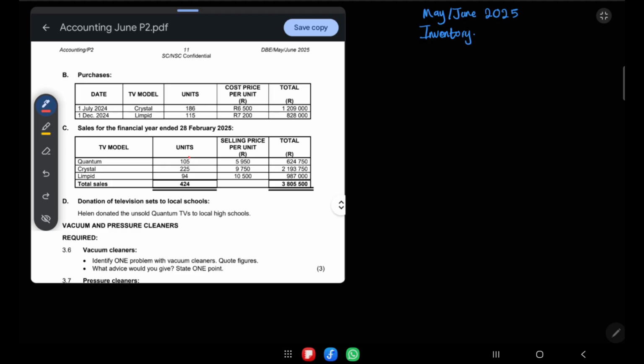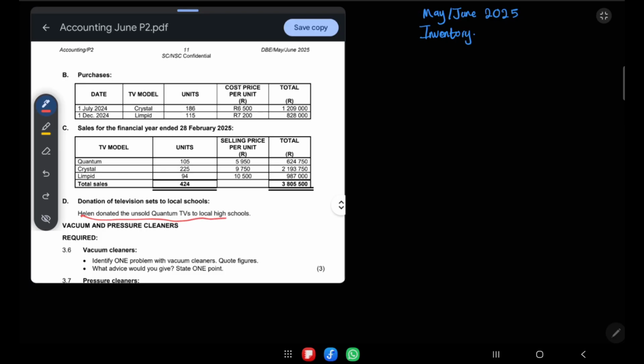Okay, now let's add all our units. We have 105 plus 225 plus 94, which gives us 424. Okay, this makes sense. Let's move to total. We have to add 624 plus 2 million plus 987. It should give you 3,805,500.